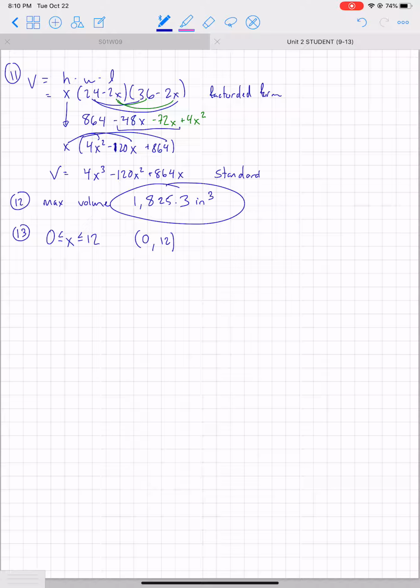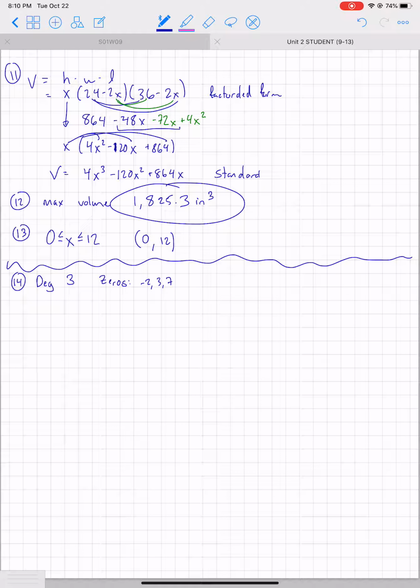So moving on to the next, this is now leaving the story problem of the boxes and just doing the work of finding our equation. For 14, we want degree 3, and we want these zeros included: -2, 3, 7. What we always need to ask ourselves is, were we given all the zeros that we needed? Because it's degree 3, that means there's at max 3 x-intercepts, or zeros. If we look up here, we have all 3, so we're good.